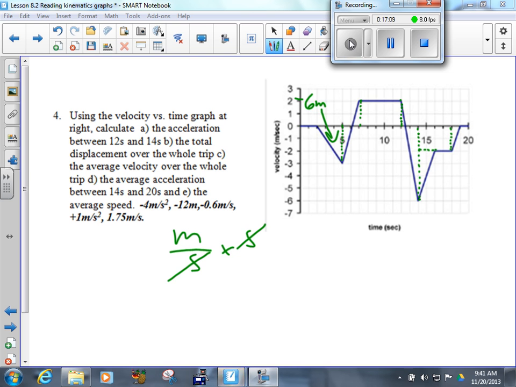Then I've got this little triangle here that has a base of 1 second and a height of 2 meters per second, so its area is 1. Everybody follow me there? Base times height over 2. Here we've got a height of 2 seconds, but a base of only half a second. So 1/2 times a height of 2 is 1, divided by 2 is 0.5.